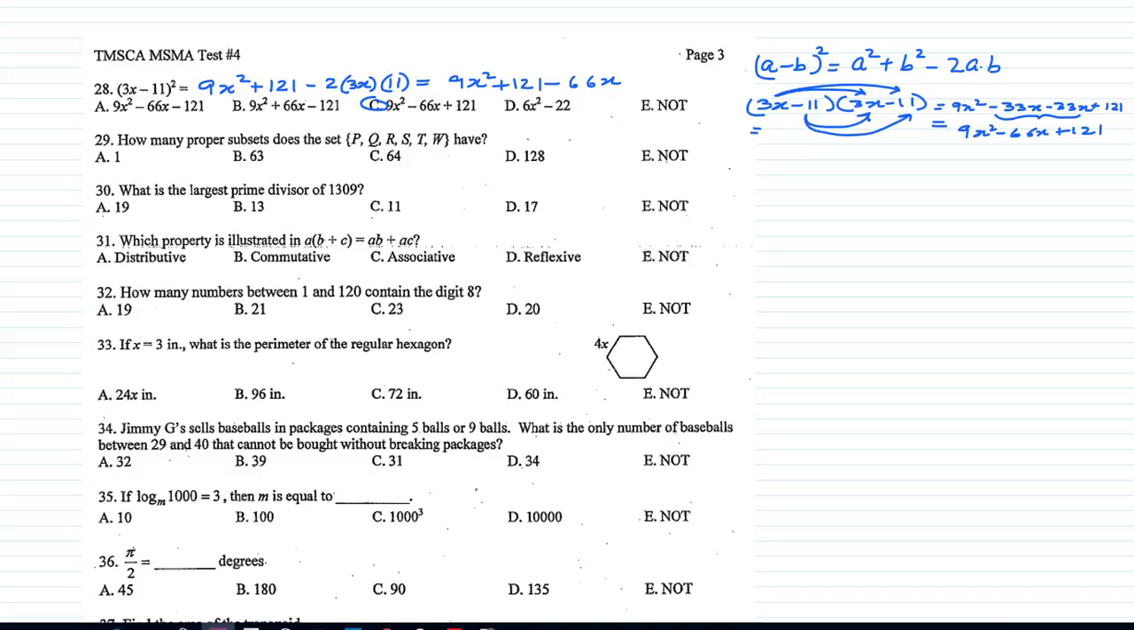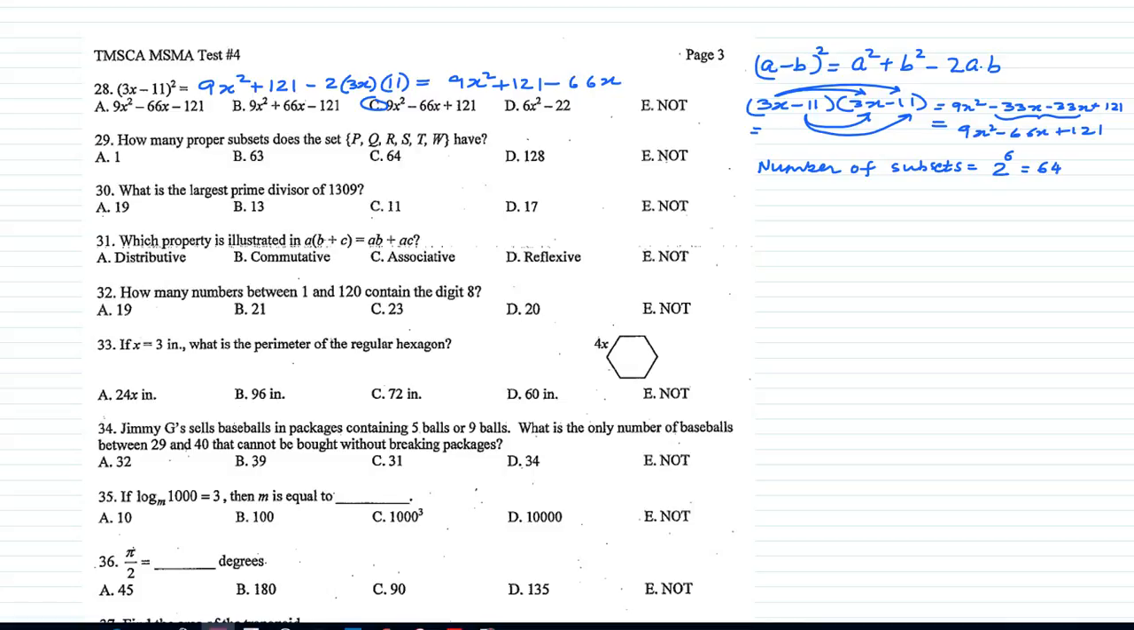Question 29. How many proper subsets does the set PQRSTW have? So the number of elements that are in this set is equal to 6. So the number of subsets is equal to 2 to the power the number of elements that are there in the set. So in this case it is 6. So 2 to the power 6 is nothing but 64.